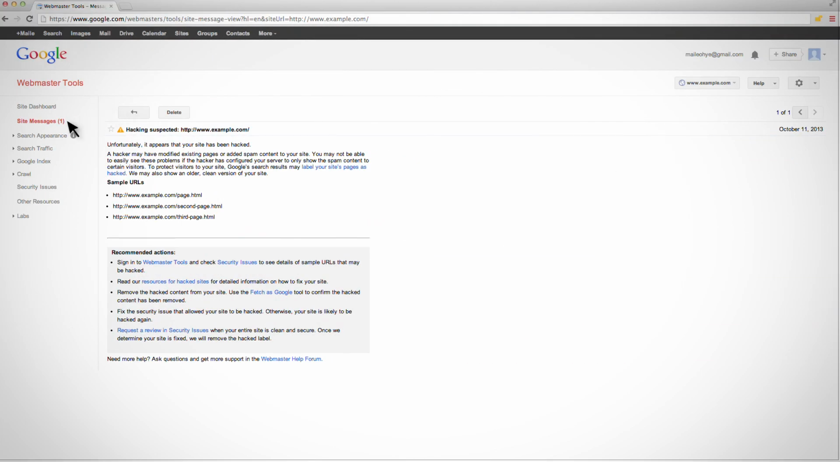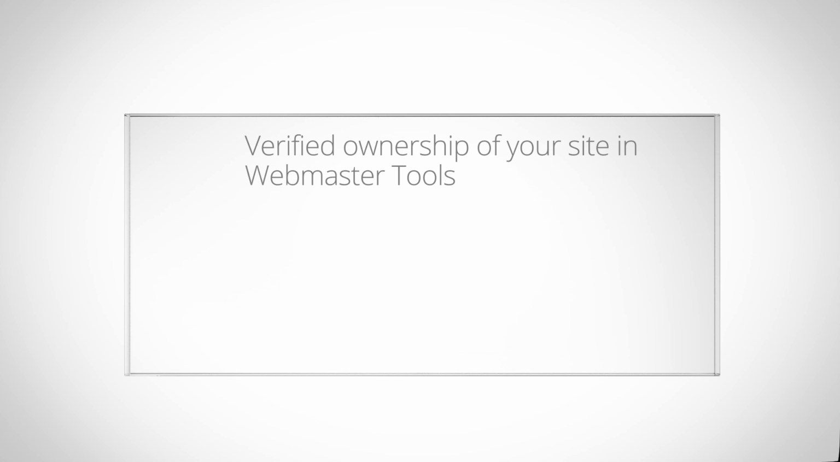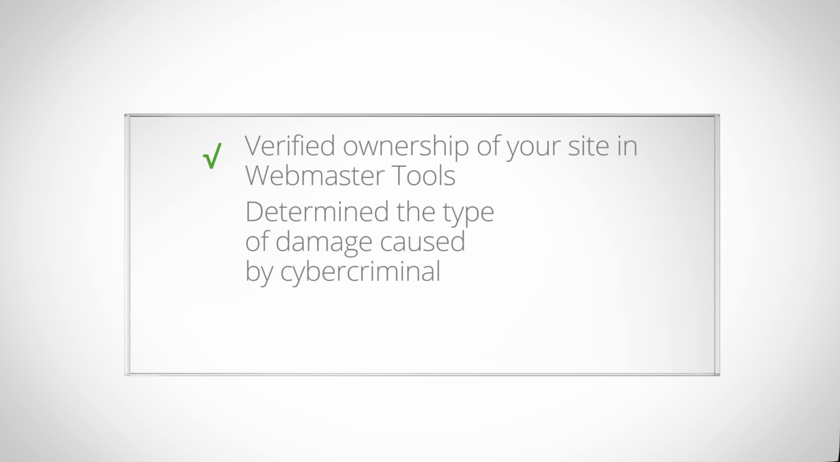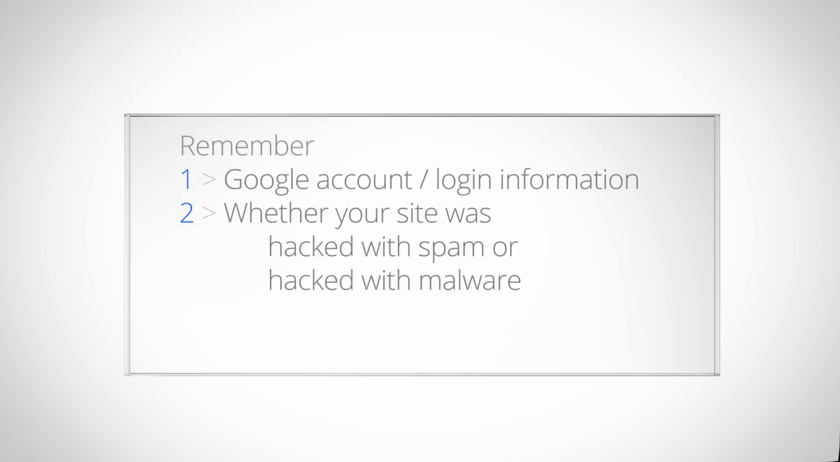Between the possible message in Webmaster Tools Message Center and possible additional information in Security Issues, we hope that a clear picture of the cybercriminal's damage is beginning to come together. And now that you've verified ownership of your site in Webmaster Tools, determined the type of damage caused by the cybercriminal, whether spam, phishing, or malware, and become more familiar with Message Center and Security Issues, you're better prepared for the steps ahead. Because you'll need to log in to Webmaster Tools again during the recovery process, please keep your Google account information handy. We'll see you in the next step, Assess the Damage.